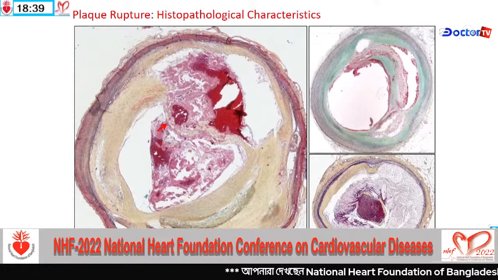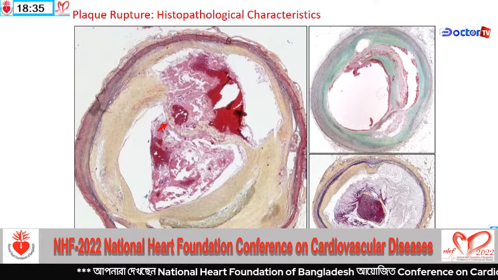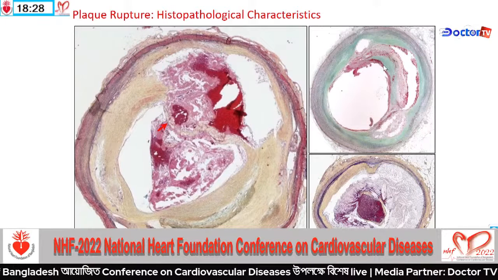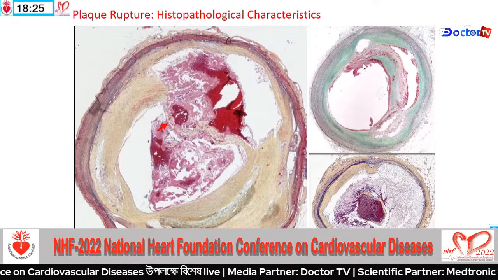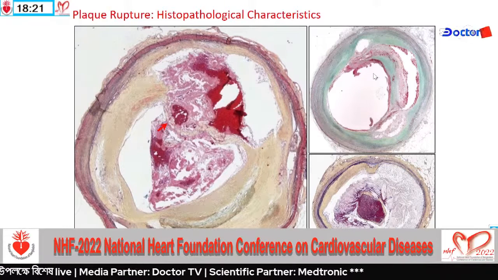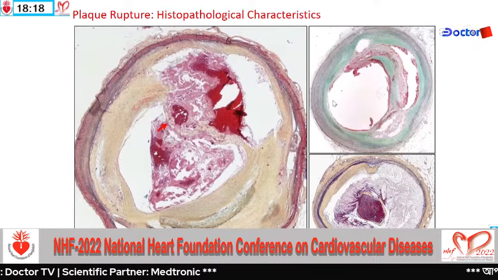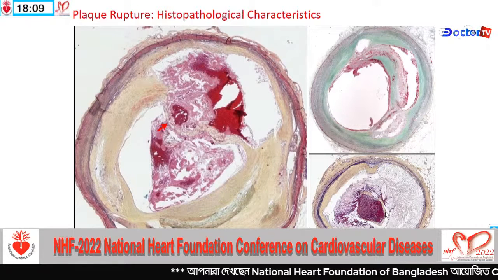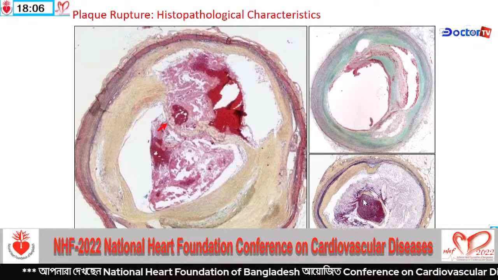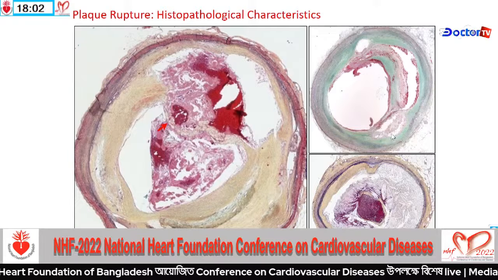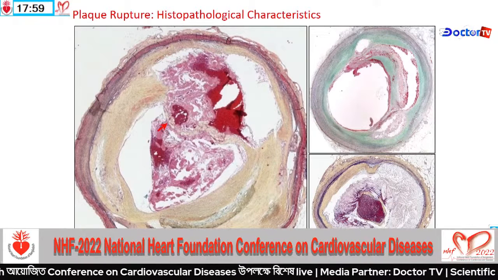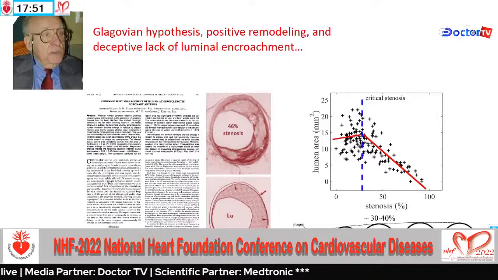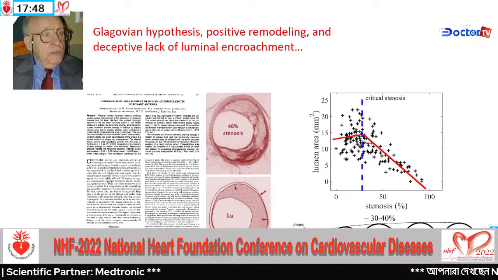So you will see that all three histological representations here have the same histological signatures: they all have large necrotic cores, they all have thin fibrous caps, but then there is one distinct difference in these three cases who died suddenly. In the right upper panel, you'll see that the lumen is not affected at all. In the left-hand panel, the lumen is moderately affected, and in the right lower panel, you'll see that the lumen is critically affected. But in spite of the fact that the lumen may not be affected, you can still harbor a large necrotic core, which is a harbinger of, or prelude to, an acute coronary syndrome in these cases.